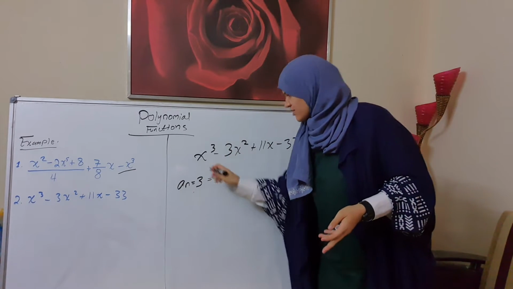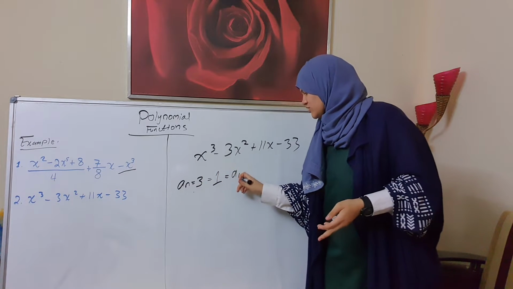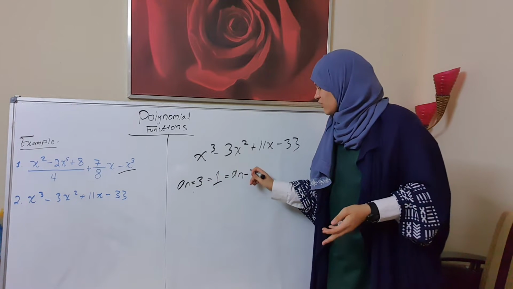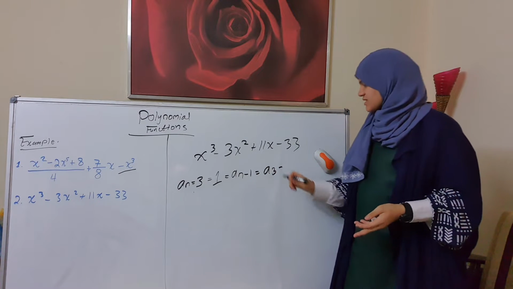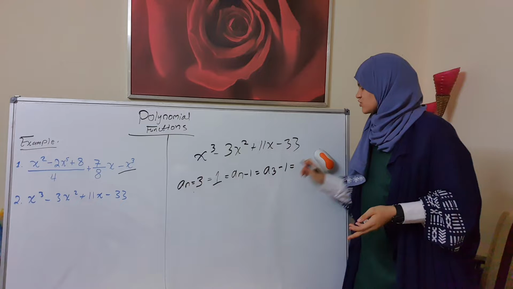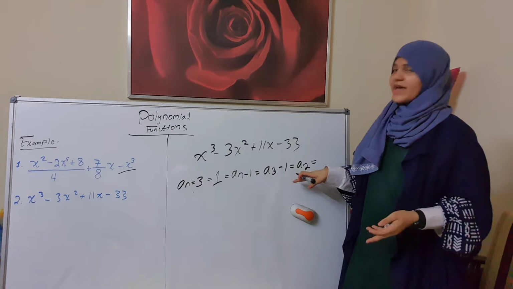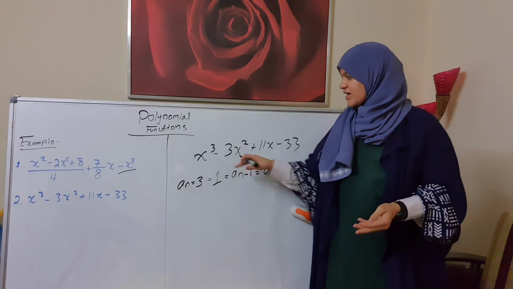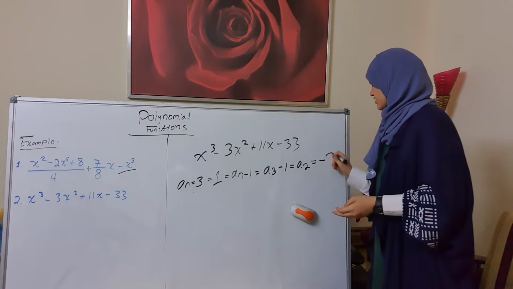It is 1, right? Okay, now we'll use the formula which is a_n minus 1. So that means a3 minus 1, so that means we will have a2. And of course a2, what is the coefficient of x squared? It is negative 3. So the coefficient of x squared is negative 3.